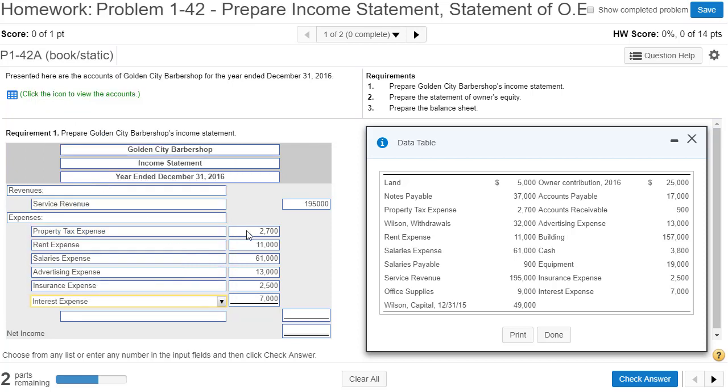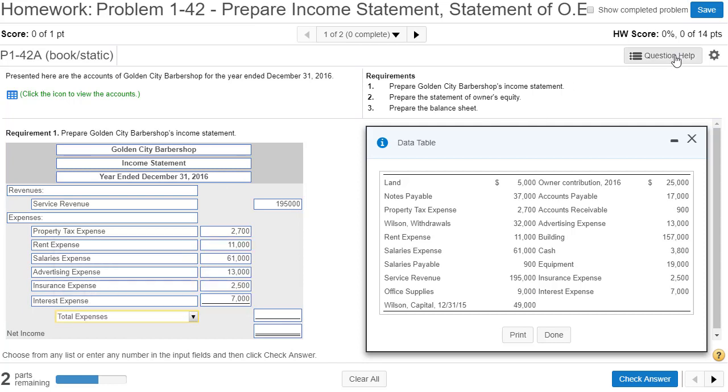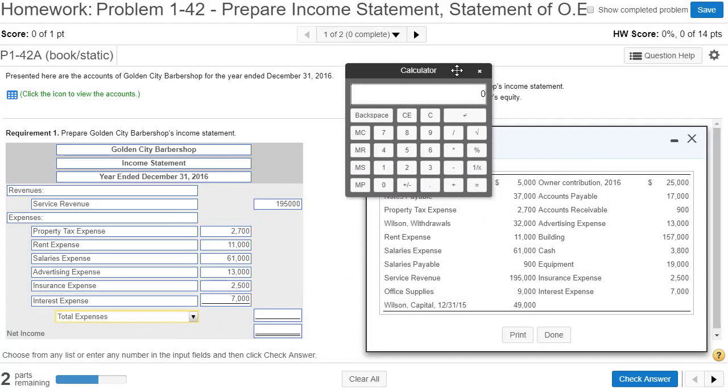Okay, now what we're going to do is we're going to add up our expenses. So that gives us our total expenses. So remember, you have the calculator here if you want to do it this way, or you can use a handheld calculator, or if you like using those desktop calculators, you can do that.